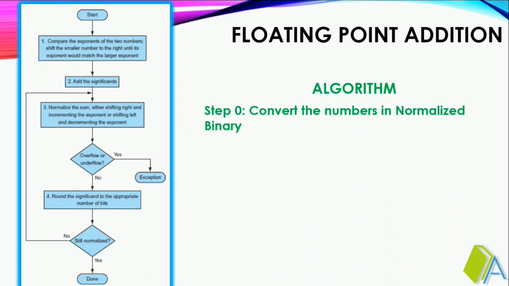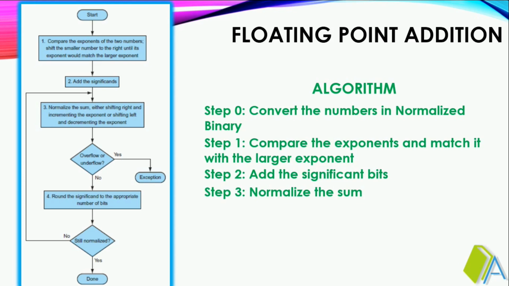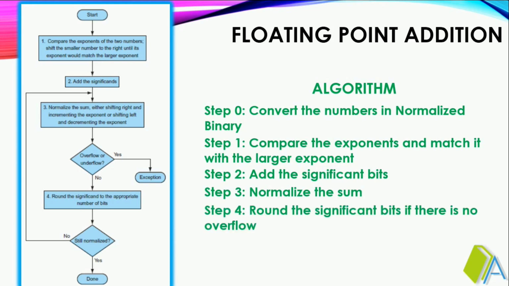According to the algorithm, in the initial step we have to convert the given number into a binary normalized format. After that we have to compare the exponents and match both the exponents with respect to the largest exponent. Then we will perform addition of the significant bits without considering the exponent value. After adding, the sum will be normalized, and if there is no overflow in the result, we can go for rounding of the significant bits based on guard, round as well as sticky bits.